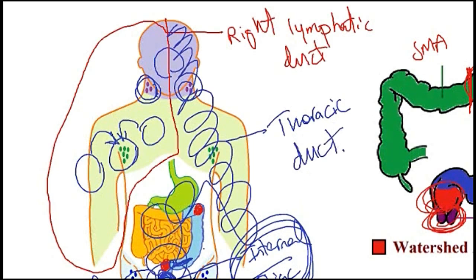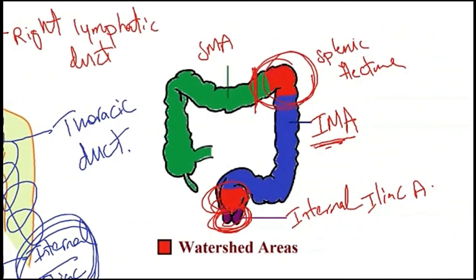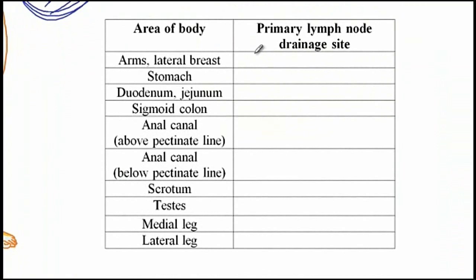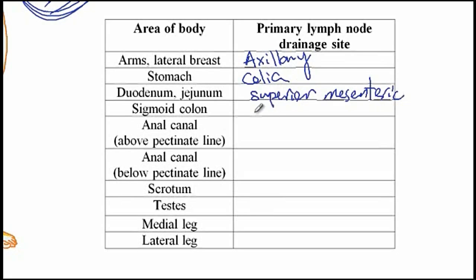Alright, now that we are done with discussing the lymphatic drainage for different parts of the body, I would like to walk you through this table and then we fill it together. So, arms and the lateral breast, we discussed that they would go through the axillary lymph nodes. Stomach goes through celiac. Duodenum and jejunum go to the superior mesenteric, while sigmoid colon goes to the inferior mesenteric. Now, anal canal above the pectinate line as well as the rectum, we discussed that they would go into the internal iliac lymph nodes.